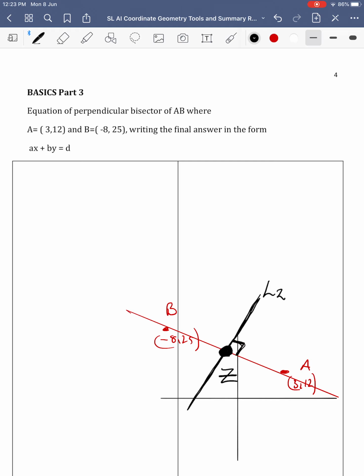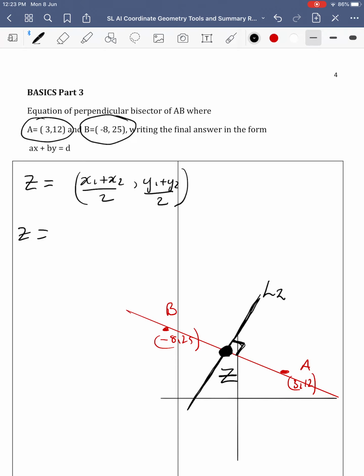Let's find Z first. So Z is the midpoint, and to get the midpoint is x1 plus x2 over 2, comma, y1 plus y2 over 2. So it's the average of the x's, the average of the y's, okay? And you can call either of these points the first point and either of these points the second point. It's your choice. What you should get is 3 plus negative 8 over 2, 12 plus 25 over 2, and this will give you Z of negative 5 over 2, comma, 37 over 2. Keep it as an improper fraction.